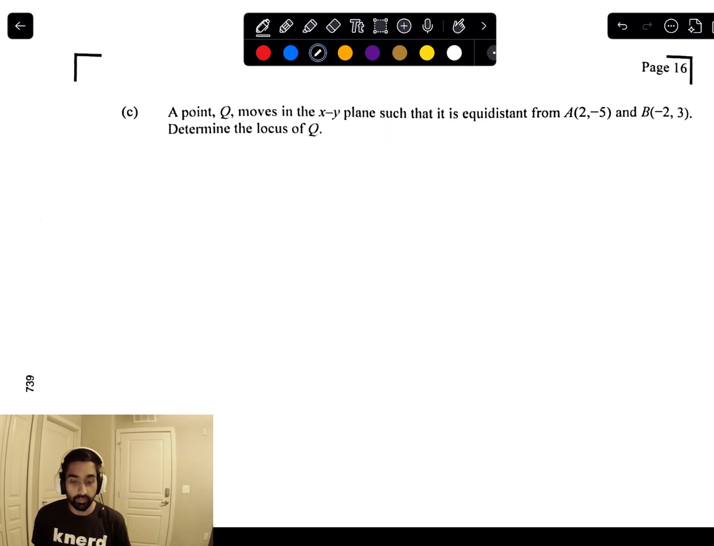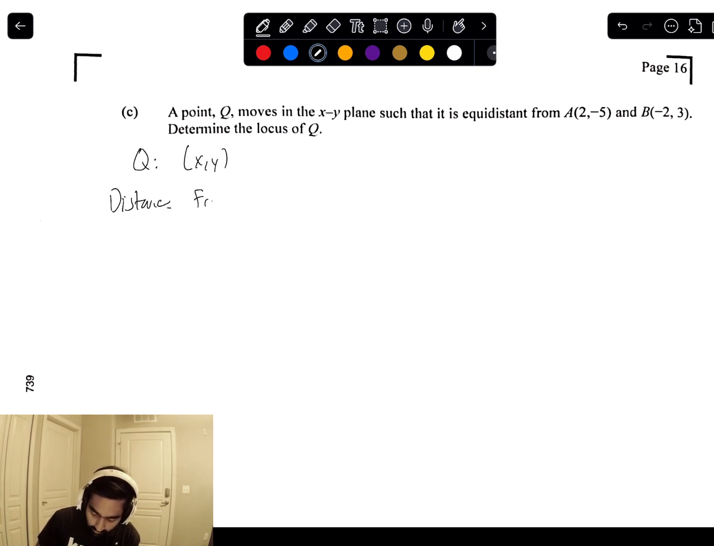Part C reads, a point Q moves in the xy plane such that it is equidistant from A, which is 2, minus 5, and B, which is minus 2, 3. Find the locus of Q. Basically, this comes down to translating in terms of equations what it said in English there, that Q is equidistant from A and B. So let's say that Q is x and y.